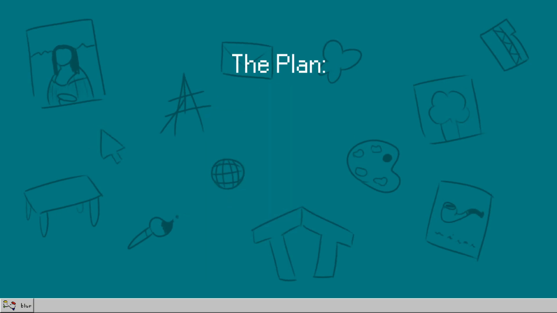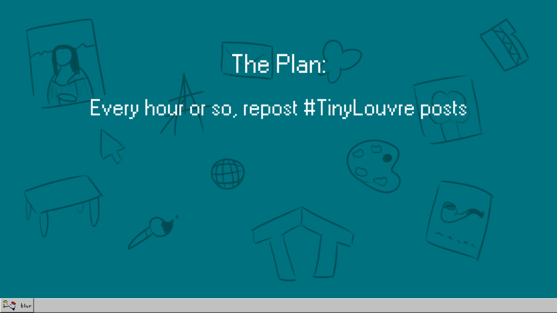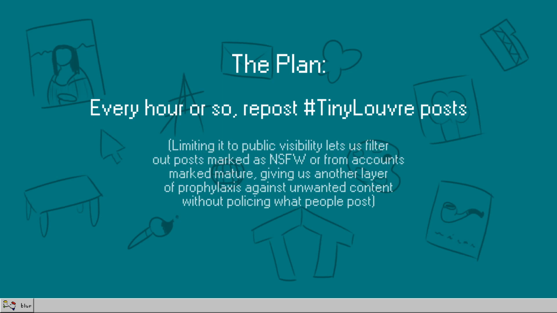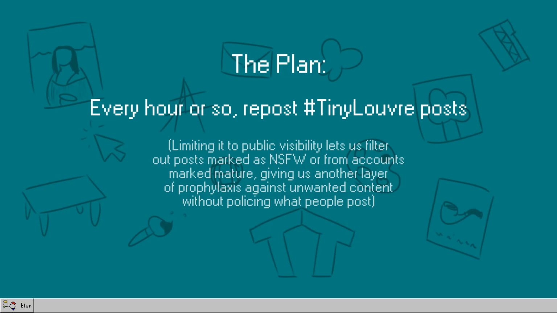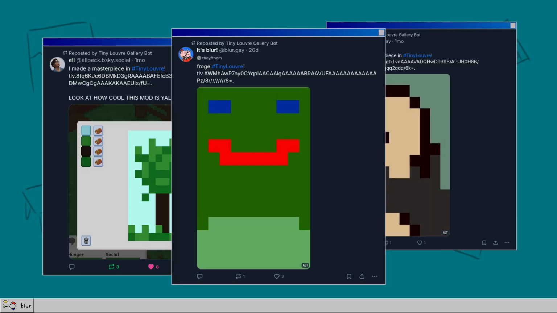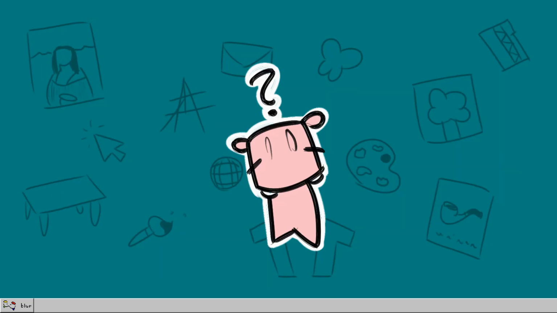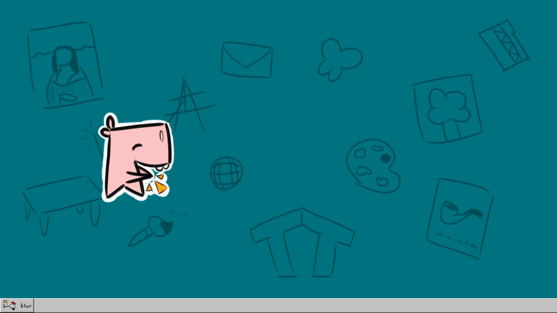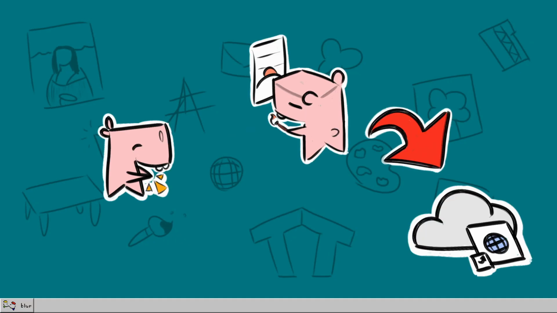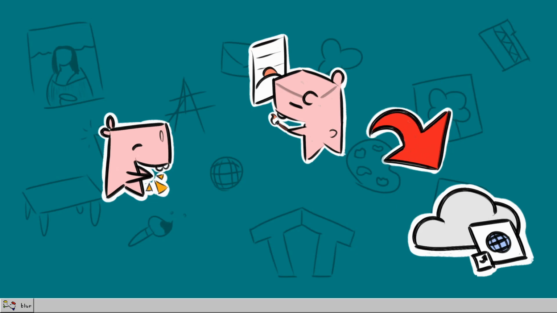This one is super simple. Just periodically query the search endpoint for hashtag Tiny Louvre posts since the bot's last post, then repost anything new that's publicly visible. No sweat, everything's working again. Wait, where were we? Oh, right, actually getting the paintings in front of players. Just because the functionality is there doesn't mean players can actually see anything.